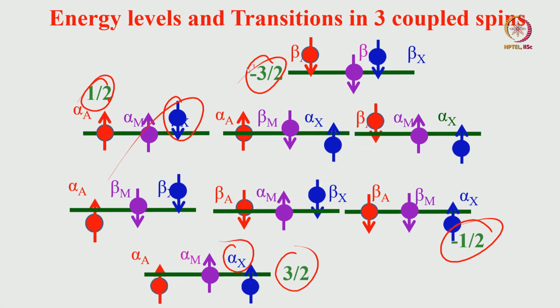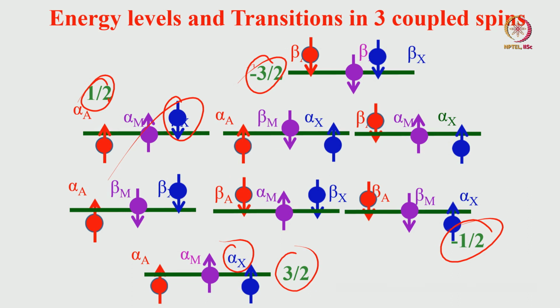What about this one? Plus half to plus 3 by 2, where beta is changing to alpha, A is changing, that is also an A transition. Again this is an A transition, allowed. Half to minus half, and another A transition, half to minus half, allowed.